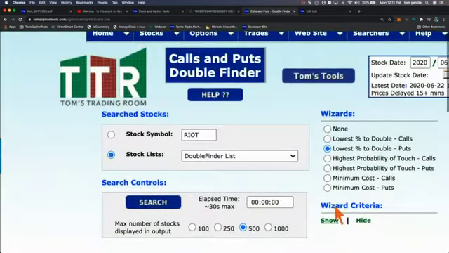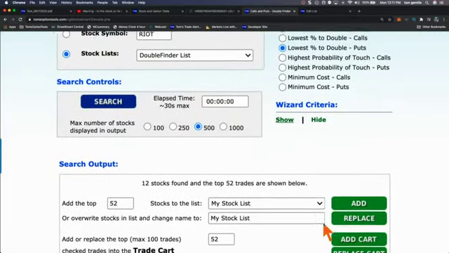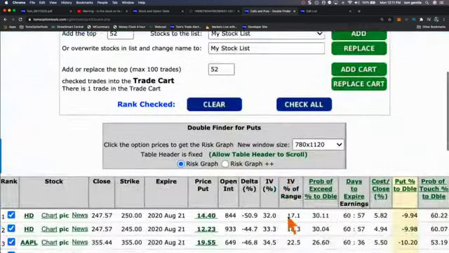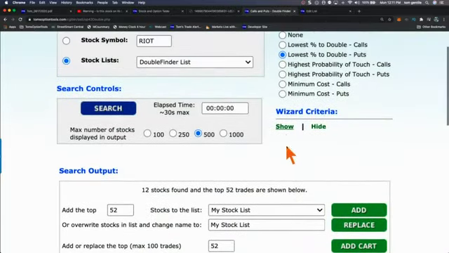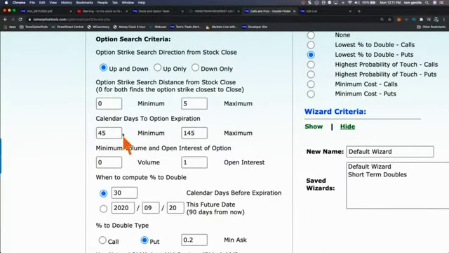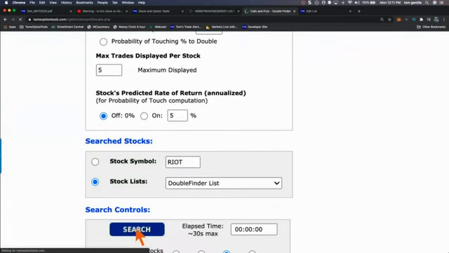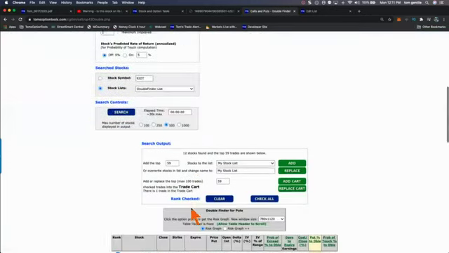I'm going to go in and create lowest percent to double puts, but based on short-term options. Okay, shorter-term options. So I'm going to click on my show button. I'm going to go over here, and I'm not going to have 45 days. I'm going to look at 15 days to expiration, and we're going to rerun this. Now it's going to pull July options, and there you go.